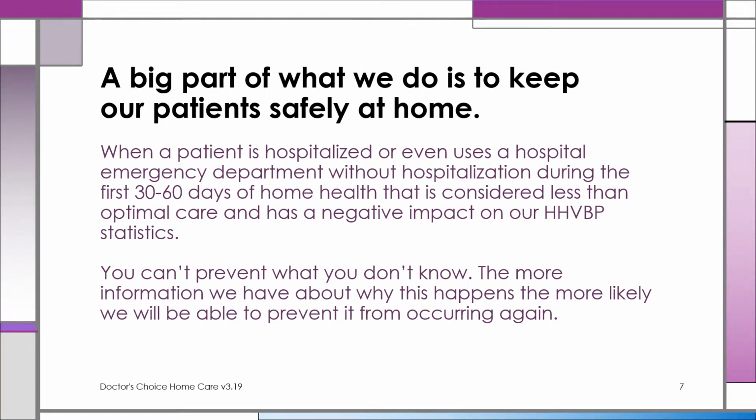In addition to our previous comments on the prior slide, a big part of what home care is meant to do is keep people at home and safely. So when a patient is hospitalized or uses a hospital ER department during a 30 to 60 day period of home care, it is considered less than optimal services. It has a negative impact not only on our patients, but also on home health value-based purchasing. So we can't prevent these unless we know what's going on. So it's very important that we get all the information so that we can manage this part of home care appropriately.